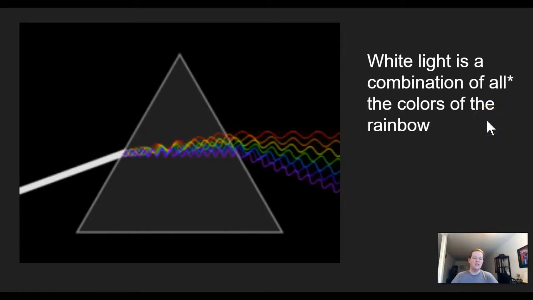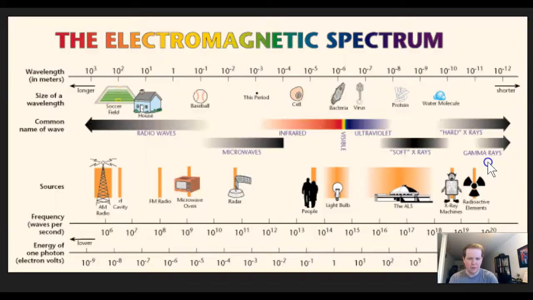But there is no single wave of white light. There's also no single wave of pink light or brown light. Huh, I wonder where those colors come from.